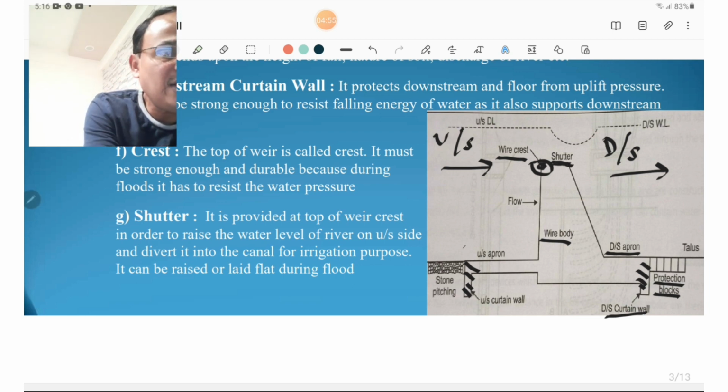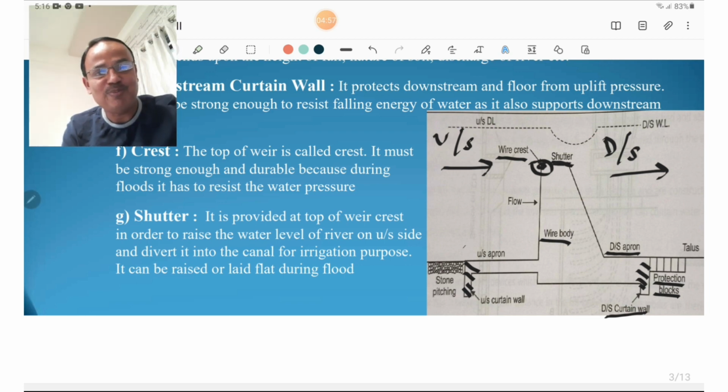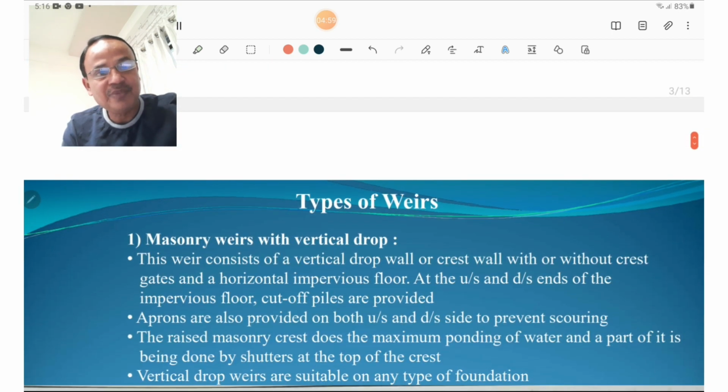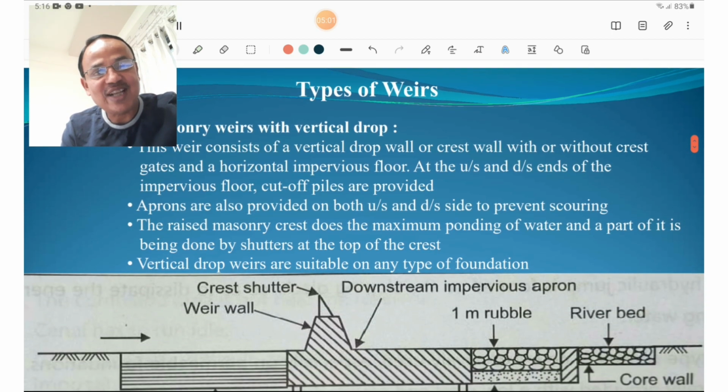So this is the level where shutters or gates are to be provided on the weir. Then we are going to discuss the types of weirs.